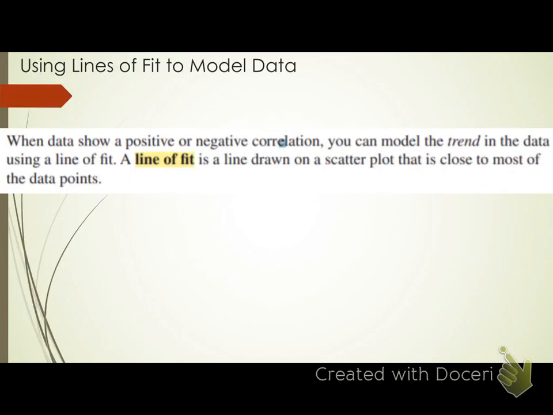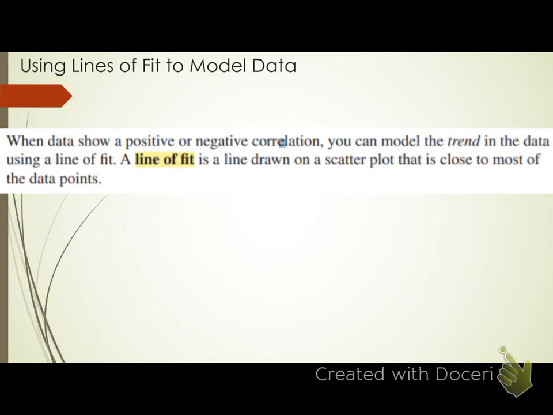When data show a positive or negative correlation, you can model the trend in the data using a line of fit. A line of fit is a line drawn on a scatter plot that is close to most of the data points. So remember yesterday, to tell if something had positive or negative correlation, it had to look like the points were kind of clustered around a line, right? That line that we were talking about yesterday is the line of fit. If our points are clustered around a line, we can draw a line of fit through it. It's got positive or negative correlation.